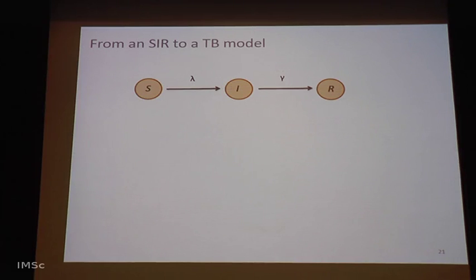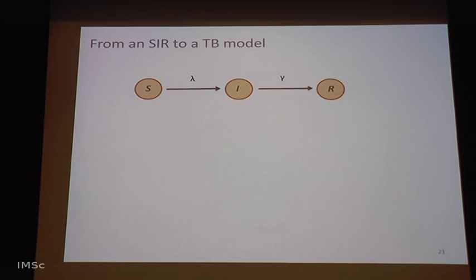So someone on Monday asked how you would go from an SIR model to a TB model. So I included this in here to try and show you some of the complexity and the differences, the different decisions that people make about model structure for TB. So here we have the simple SIR model with the infection rate and the recovery rate.